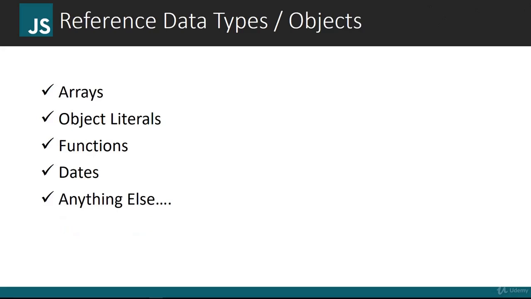All right, so reference types. Reference types are not primitive. They're not accessed by the actual value. They're accessed by reference, okay? And they're also considered objects. So arrays, object literals, functions, dates, and anything else you can store is going to be a reference type. Okay, we also have object wrappers for strings and numbers, which we'll get into later.